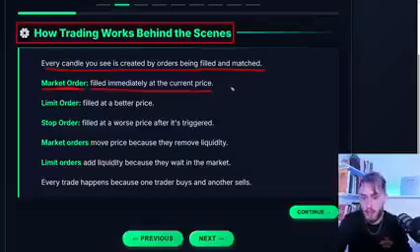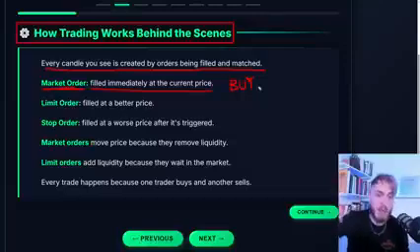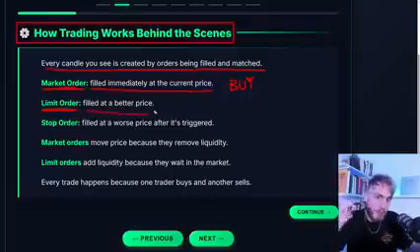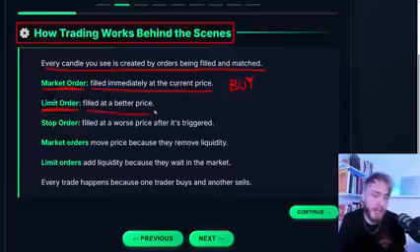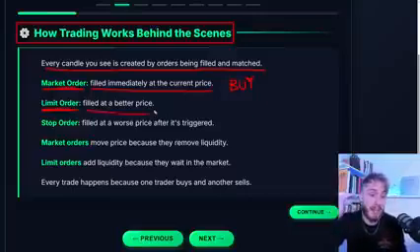So if you, for example, place a buy market order on Bitcoin, it means I want to buy Bitcoin right now for the current price. Or if you place a sell market order, it means I want to sell Bitcoin right now for the current price. Then we also have a limit order, and a limit order is filled at a better price. Remember, as buyers, we always prefer to buy at cheaper prices. So buy limit orders are placed below the price, and sell limit orders are placed above the price.